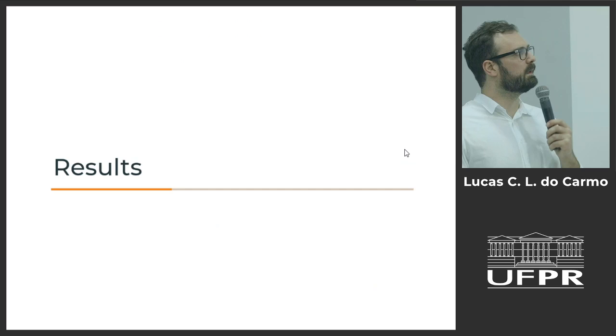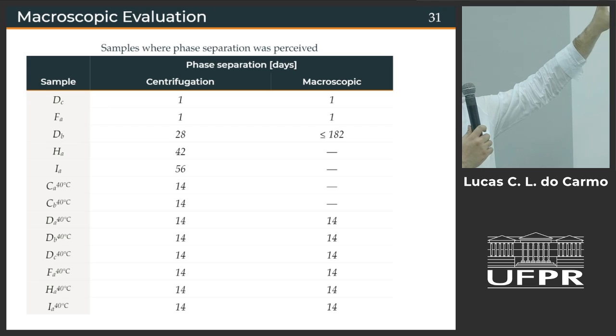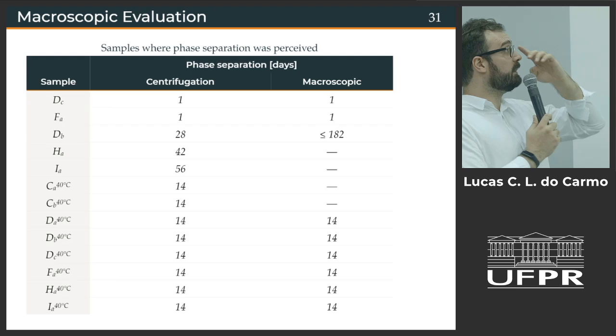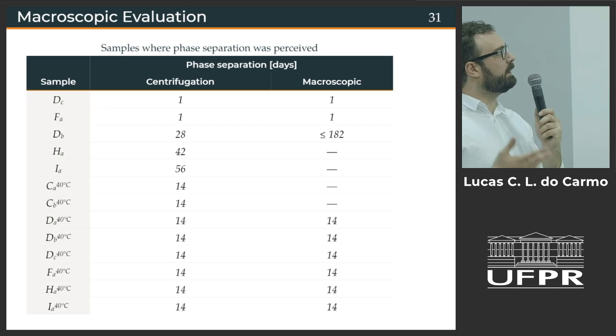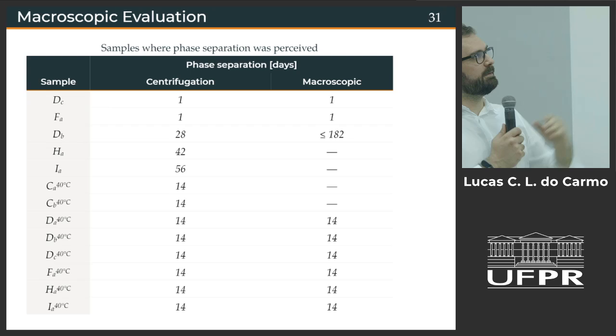For the first part, the classic methods will be discussed. On this table, we see the formulations and batches that separated phases macroscopically and by centrifugation. In the middle column, batch C of formula D separated phases within 24 hours of production. For the other samples, we saw phase separation at 28 days for batch B of formula D, 42 days for one formula, and 56 days for another by centrifugation, but not macroscopically.